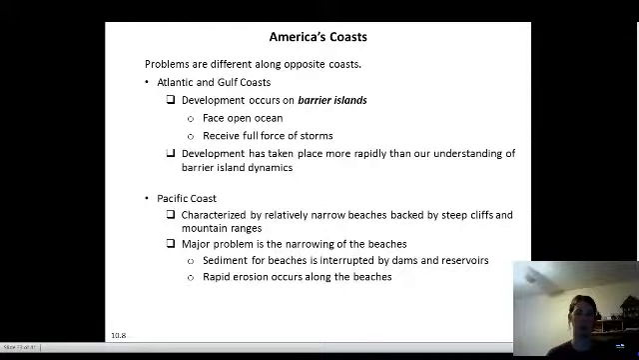On the Pacific coast, you have relatively narrow beaches that are backed by steep cliffs and mountain ranges. And a major problem is the narrowing of these beaches. So the sediment for the beaches is typically carried in the rivers, but it is interrupted by dams and reservoirs. These dams and reservoirs are becoming what are called sediment sinks. All the sediment is staying here and getting trapped within these regions of the river system. It's not being carried down to the ocean. And because you don't have this constant regular introduction of sediment, you have a much higher rate of erosion of the sediment that is on these beaches.